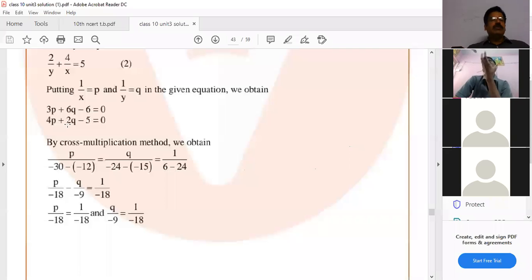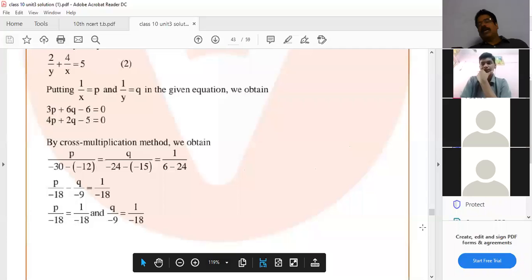See first b1 c2. b1 c2 means 6 into minus 5, minus 30, minus 6 into 2 is 12, minus of minus 12, so minus 30 plus 12 means minus 18. And q by c1 a2: c1 a2 means 6 4s are 24, minus 24, minus c2 a1, 3 5s are 15, minus of minus plus 15, minus 24 plus 15, minus 9.